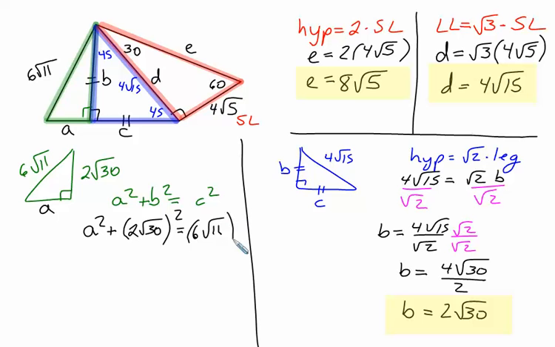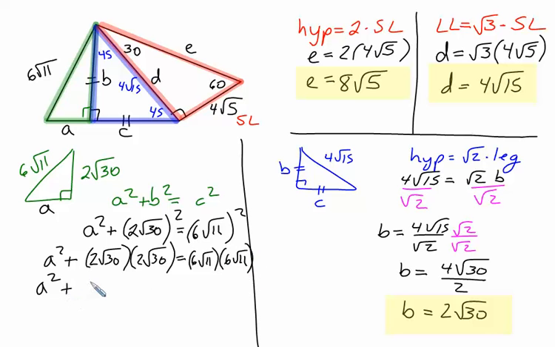Those are absolutely essential. And the other thing that I will ask to see when you're writing up your work is that squared means you multiply that item by itself. So please write your work as I just did. Then A squared plus 2 times 2 is 4. Radical 30 times radical 30 is 30. 6 times 6 is 36. Radical 11 times radical 11 is 11. So we'll get A squared plus 120 is equal to whatever 36 times 11 is.